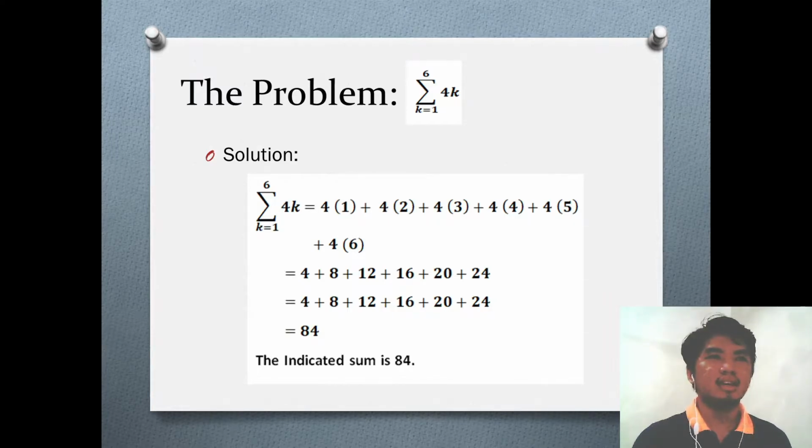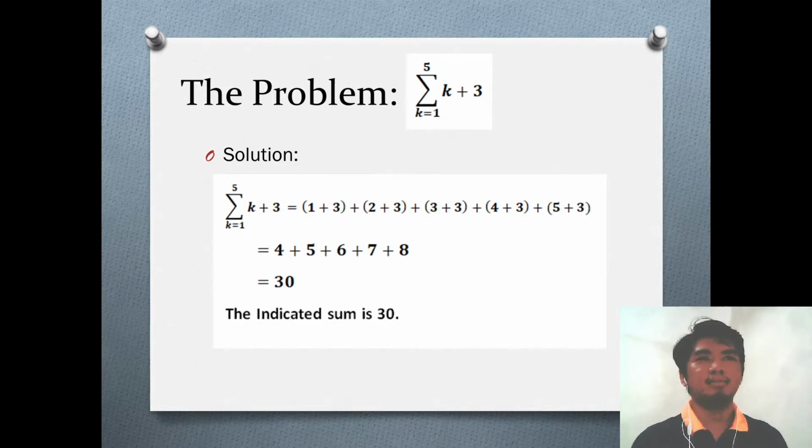So we're gonna solve the multiplications before we add. 4 times 1 is 4, 4 times 2 is 8, 4 times 3 is 12, 4 times 4 is 16, 4 times 5 is 20, and 4 times 6 is 24. So we're gonna add all these numbers and the answer is 84. And the indicated sum of this problem is 84.